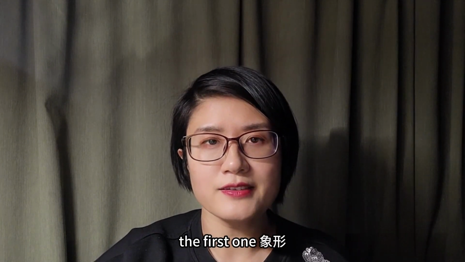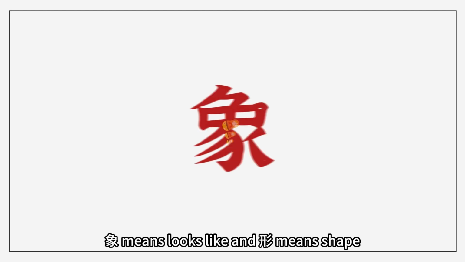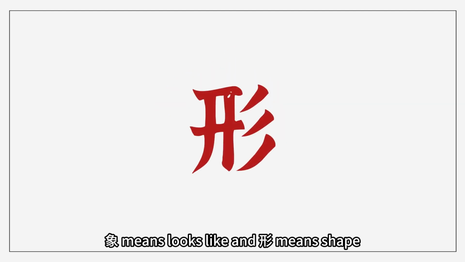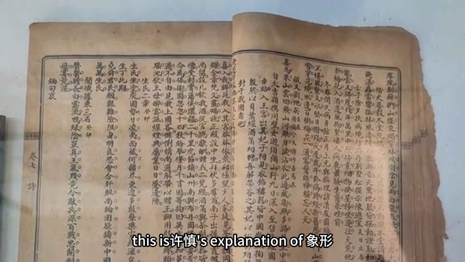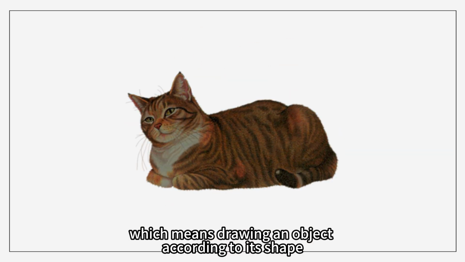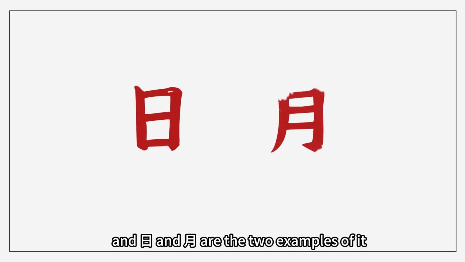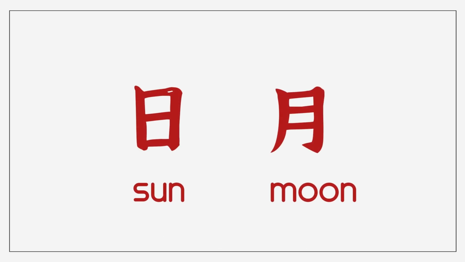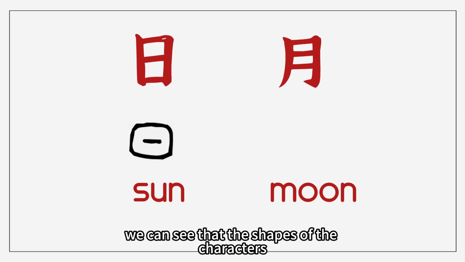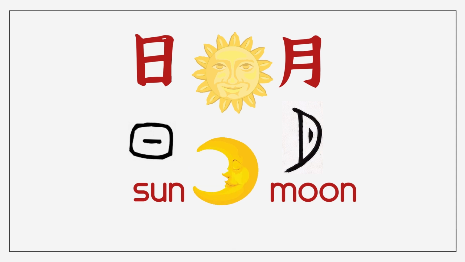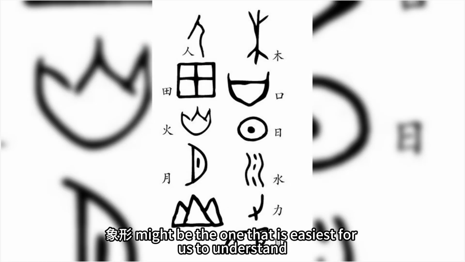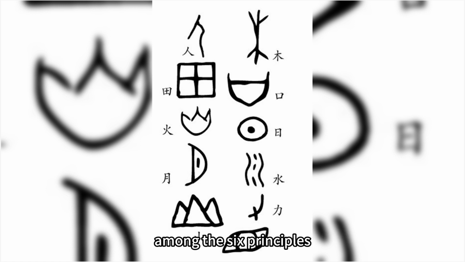The first one, 象形. 象 means looks like, and 形 means shape. 象形者，化成其物，随体节屈，日月是也. This is Xu Sheng's explanation of 象形, which means drawing an object according to its shape, and 日 and 月 are the 2 examples of it. From these 2 characters, we can see that the shapes of the characters directly refer to the objects they represent. 象形 might be the one that is easiest for us to understand among the 6 principles.